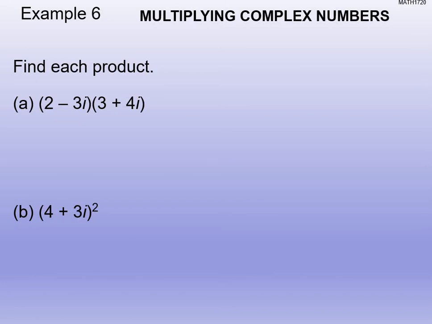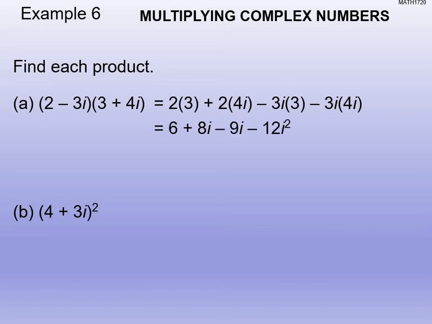We have 2 minus 3i times the quantity of 3 plus 4i. So you can go first, outside, inside, last, so you're FOILing. We end up getting 6 plus 8i minus 9i minus 12i squared. That i squared has to become -1, so we have -1 times -12, which makes that a positive 12. Then combine like terms: positive 12, positive 6, gives us an 18. We had 8i minus 9i, that leaves us with just -1i.